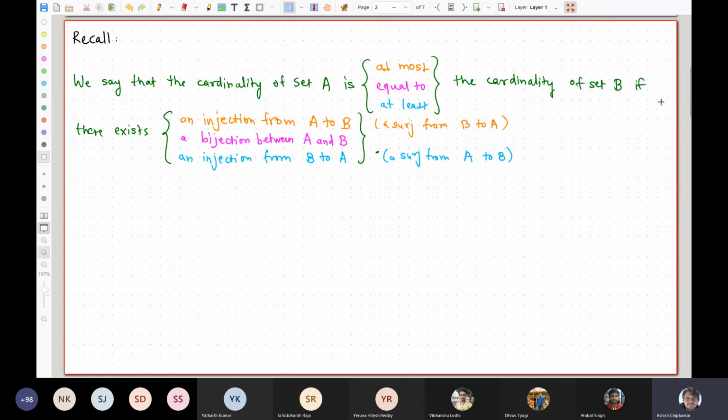What did we do in the last class? We said, how do we compare the cardinality of two sets? We said that the cardinality of set A is respectively at most equal to or at least the cardinality of set B if there exists respectively an injection from A to B, a bijection between A and B, and an injection from B to A. Now if A itself is an empty set, then the first condition is the same as saying there exists a surjection from B to A, and similarly if B is an empty set, the third condition is the same as saying there exists a surjection from A to B.